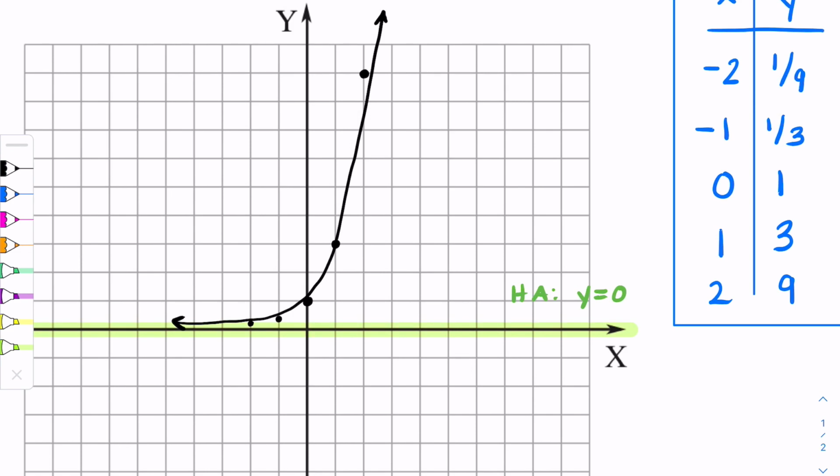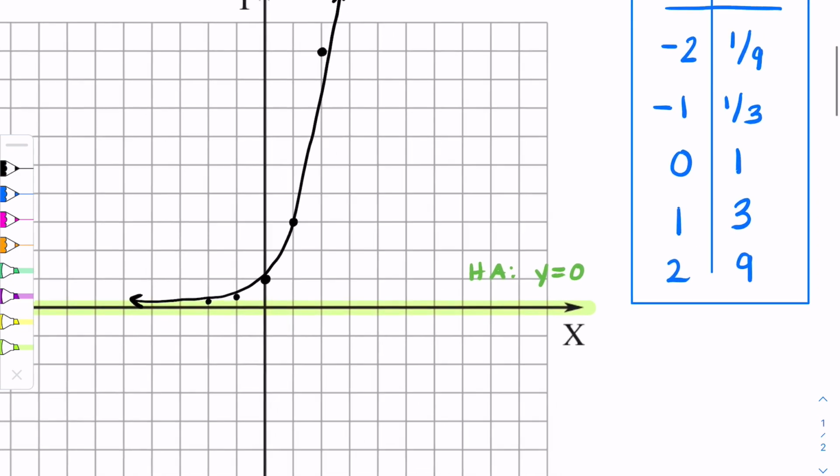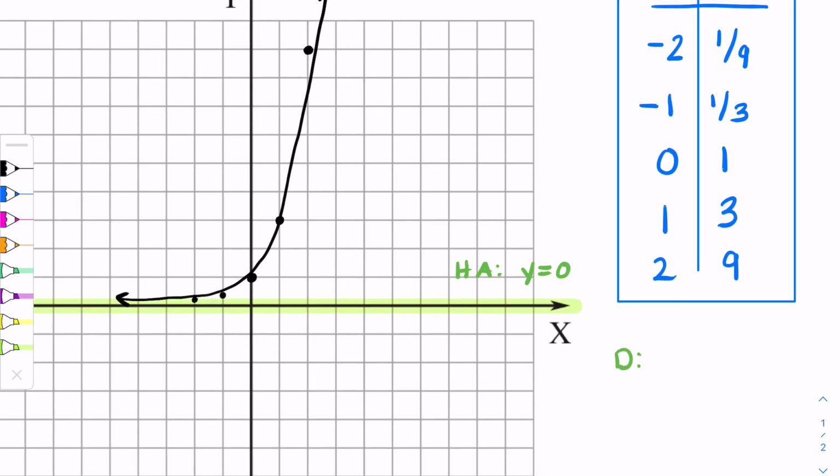So if I was to ask you all the key parts of this function right here, if I was to say, what's the domain of this function? You would hopefully say that the domain is negative infinity to positive infinity. The graph extends in both directions, to the left and to the right. But the range of this graph is restricted.